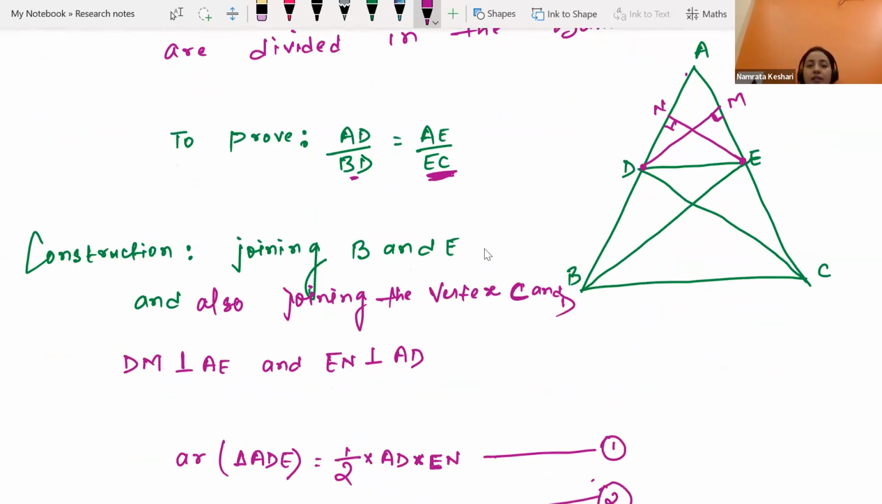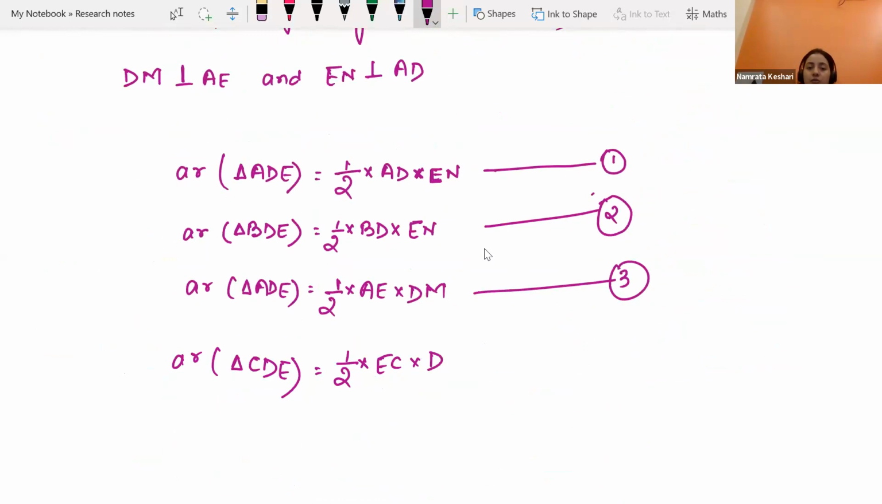DM will be the height. It can lie outside the triangle. This way we are getting 4 equations.